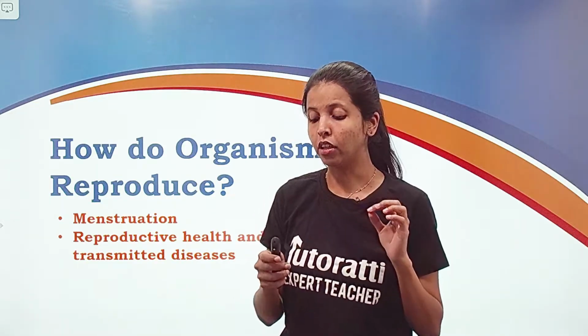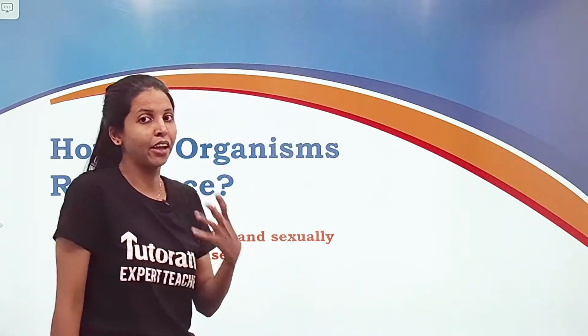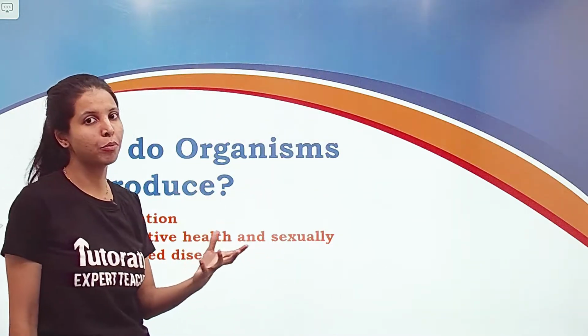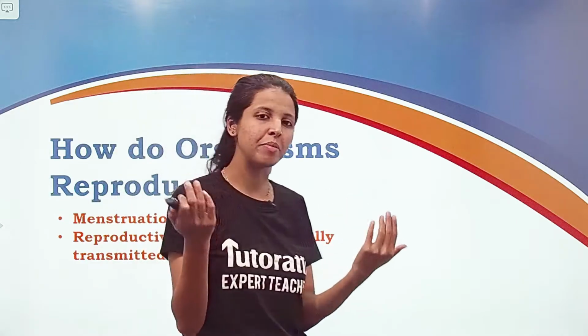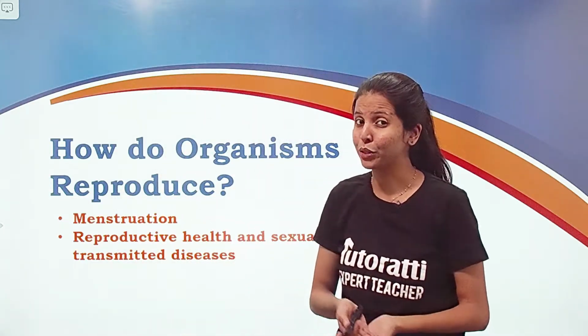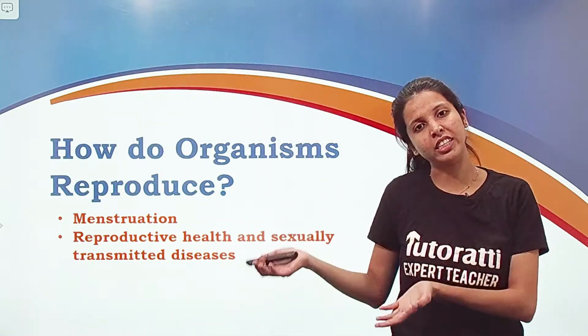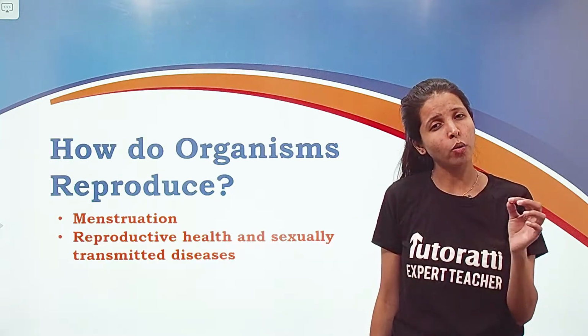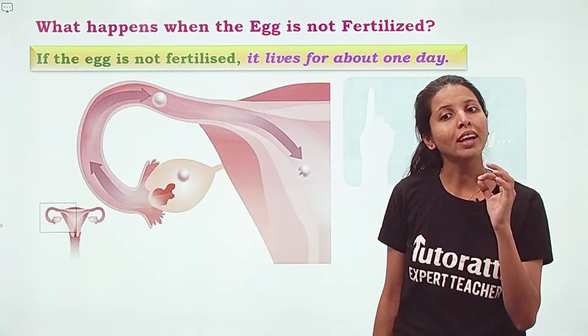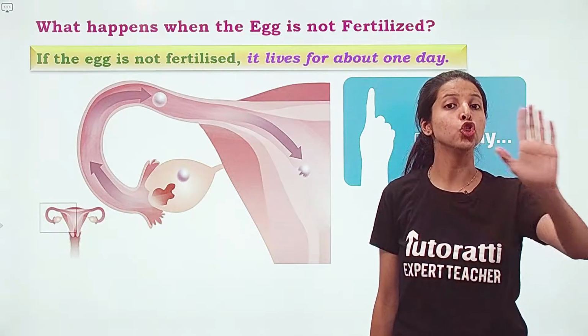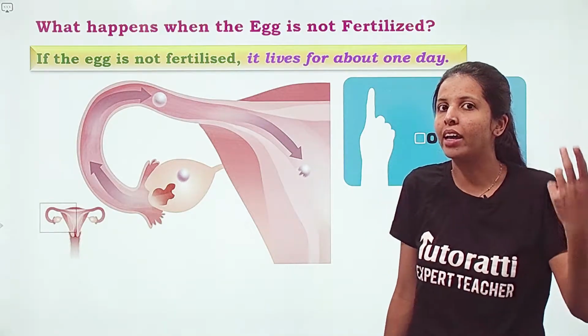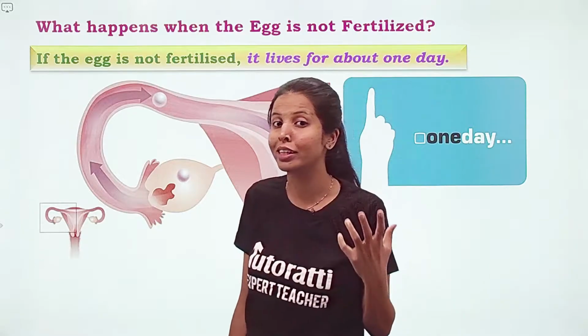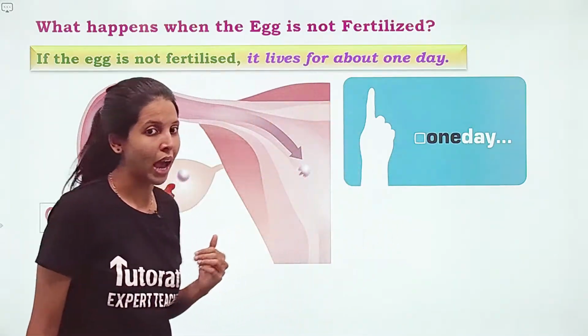So far we have learned what happens if the egg is fertilized. Yes, ma'am told you that if there is union of male and female gamete, the egg is fertilized, then implantation and development follow. But kids, now we are going to talk about what happens when the egg is not fertilized. The sperm has not come, kids, there is no union, there is no fusion. So let's see what happens then.